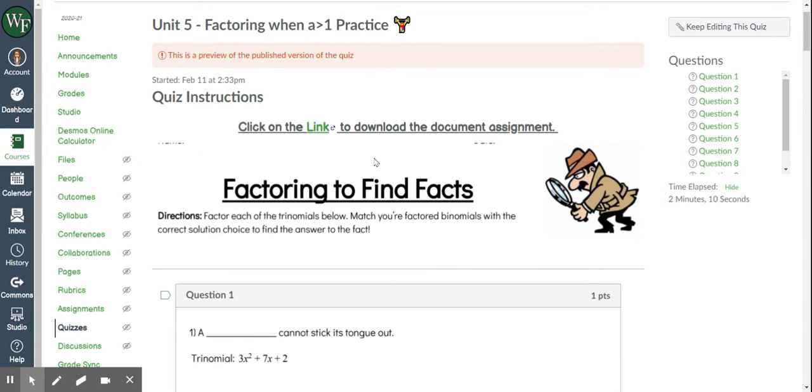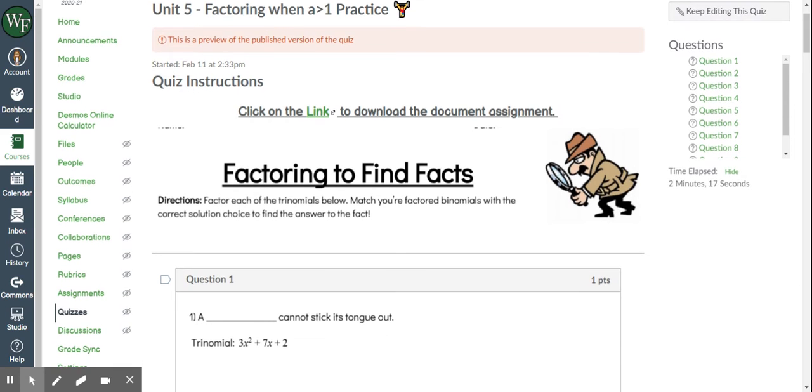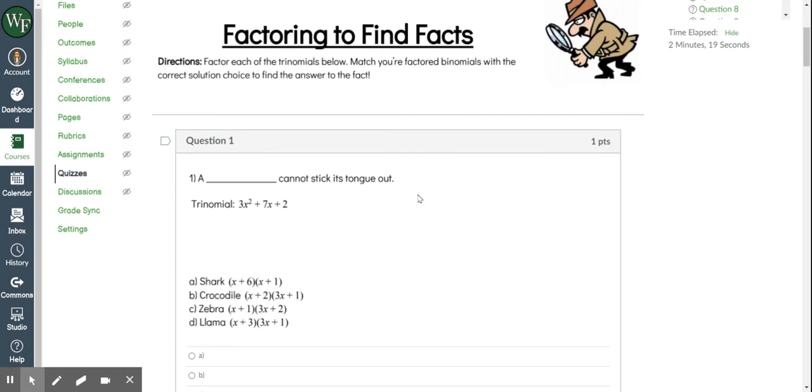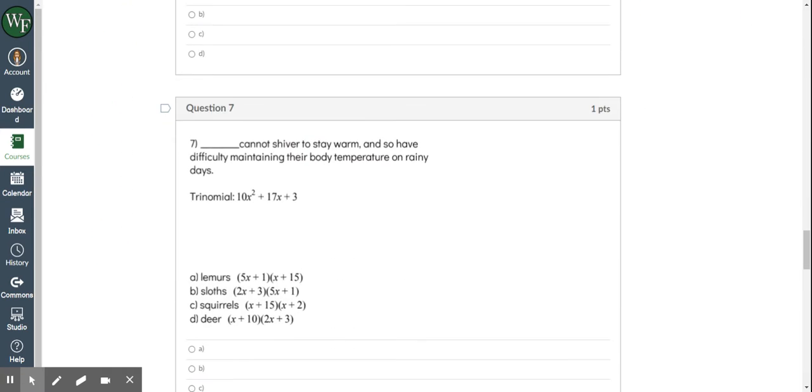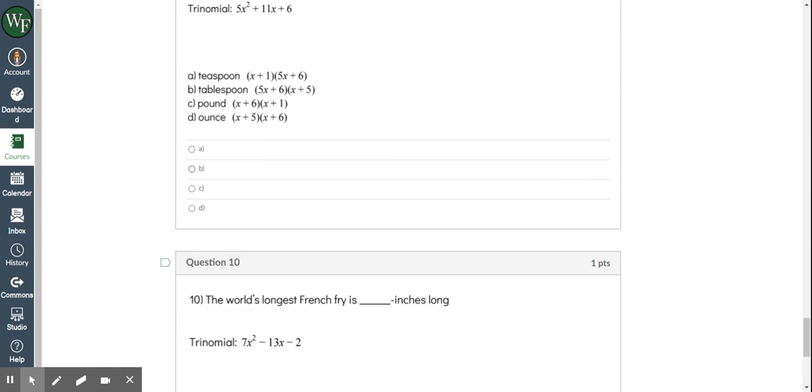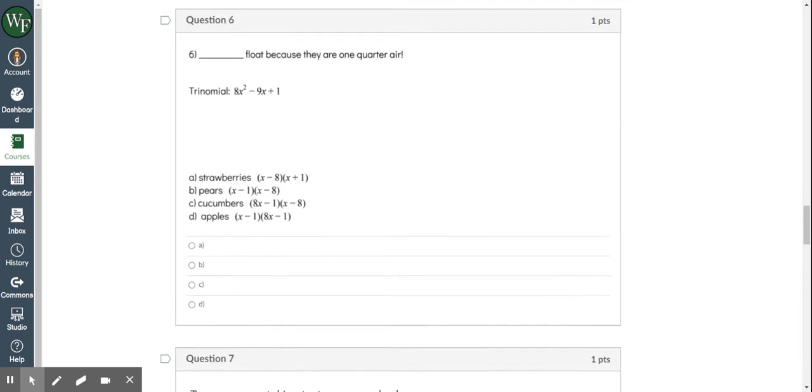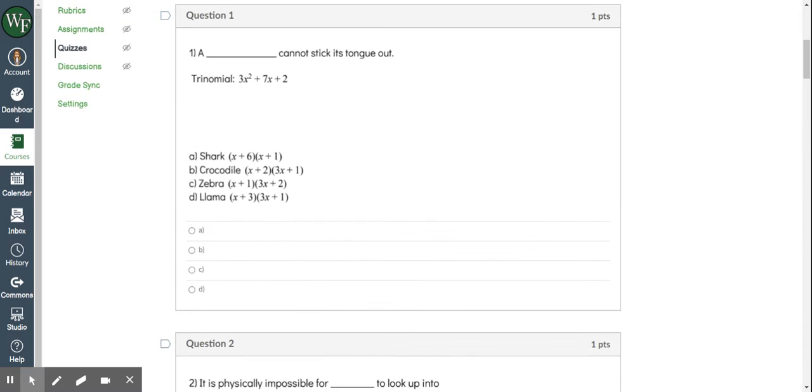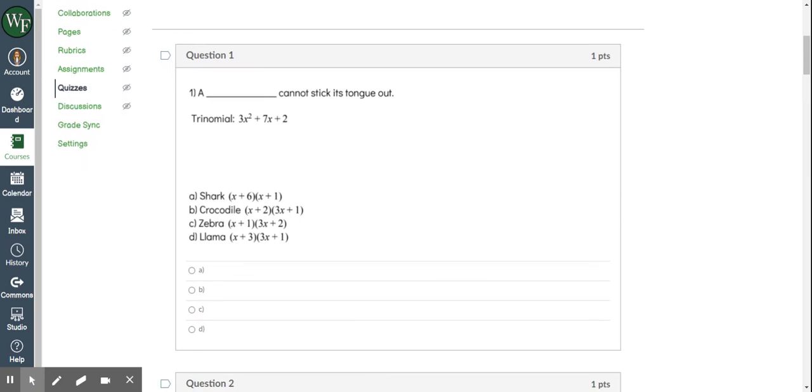So for this activity, what you're going to do is factor each trinomial, and based on the factored version, you're going to find out some interesting facts. I believe there's 10 questions. Yep, there are 10 questions. I'm going to do the first one with you so you can get an idea of what you need to do, and then you can do the other 9 on your own.